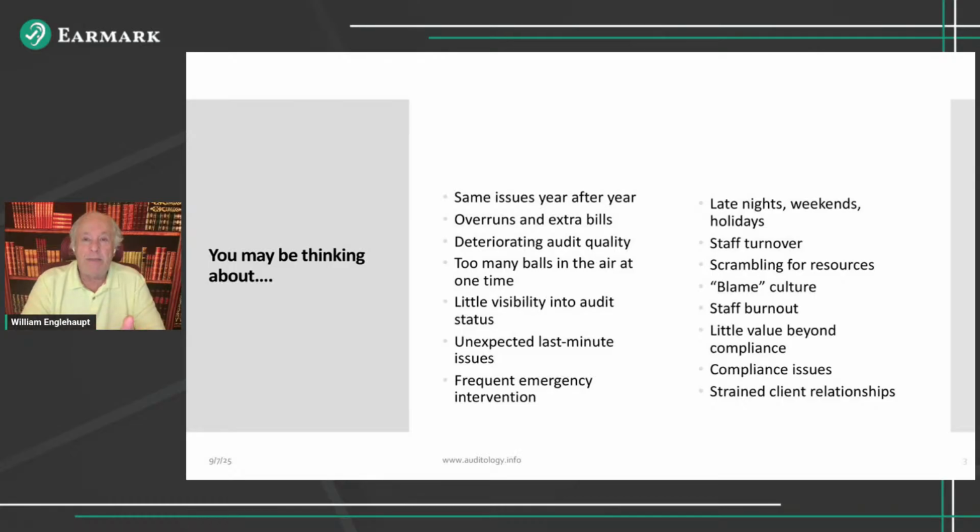The client sometimes, and also the management team, will ask, we don't know what's going on with the audit. Where are you, ahead or behind? Lots of emergencies. I know people are always unhappy about having to work overtime, late nights, weekends. Certainly those things drive turnover. Sometimes there's a blame culture that you find in audits.